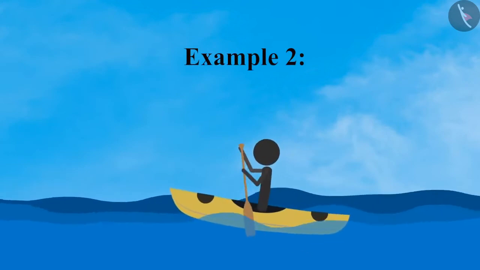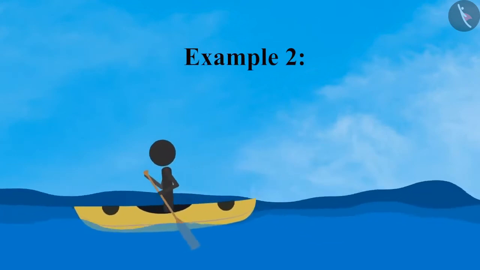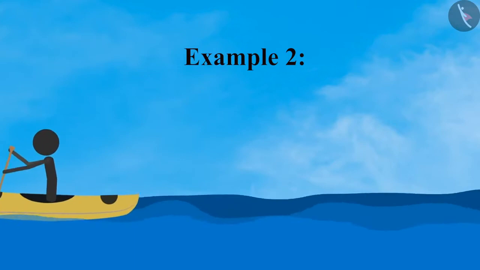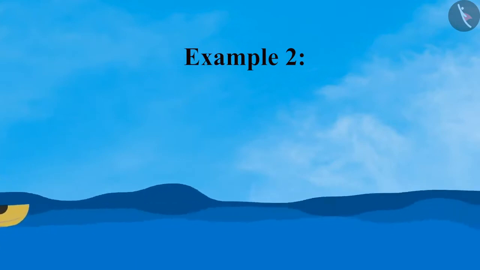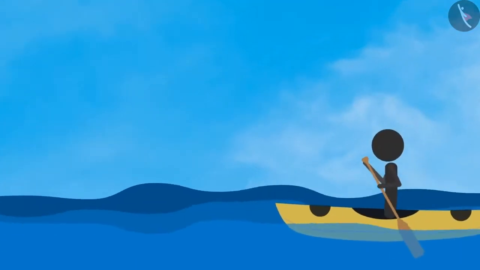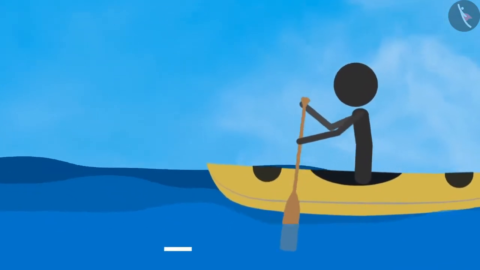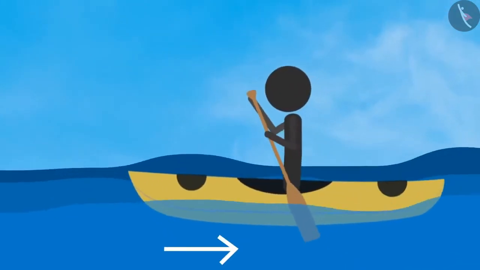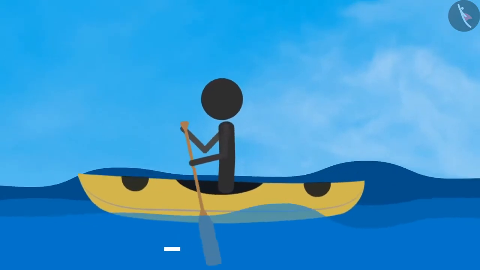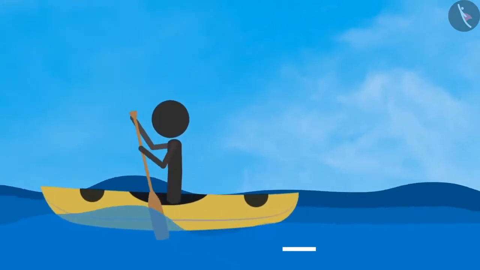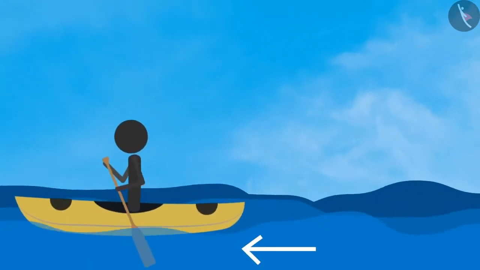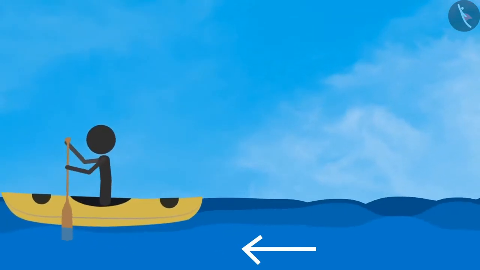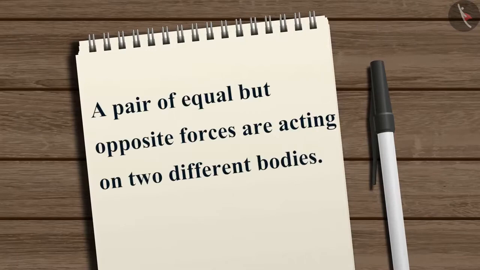Example 2. Now let us consider the case of rowing a boat. While rowing a boat, pulling the oar in the backward direction through the water results in the generation of an equal and opposite force, which in turn helps the boat move forward. In these examples, we observed that a pair of equal but opposite forces are acting on two different bodies.